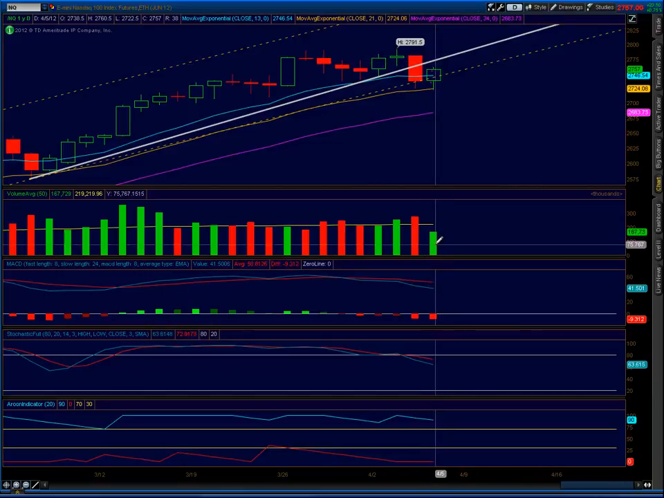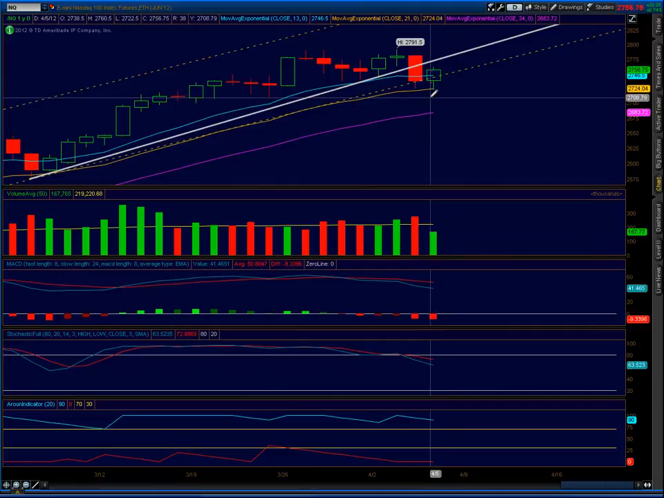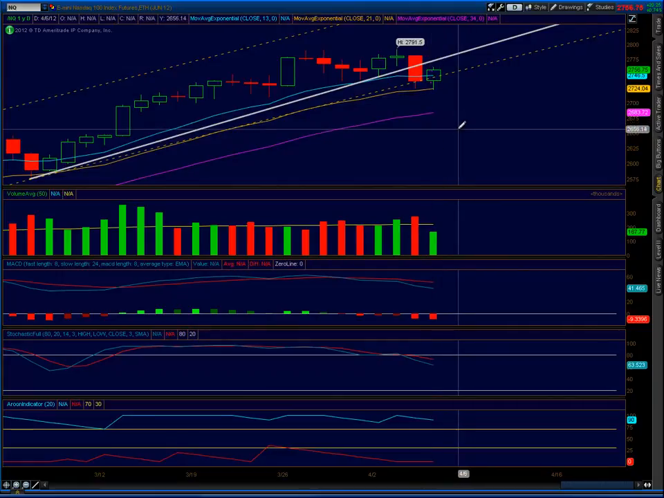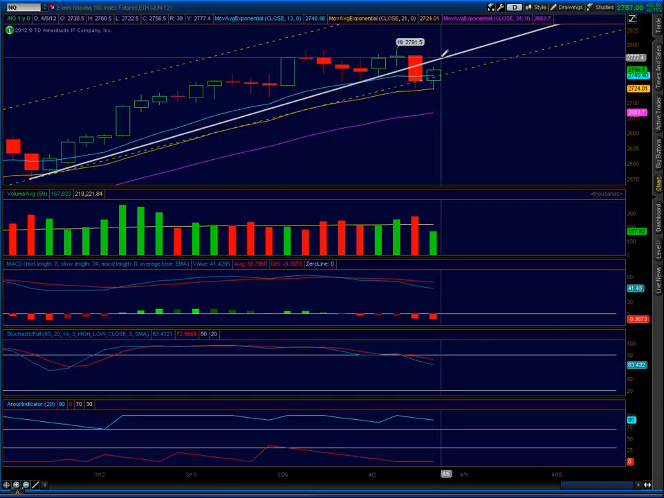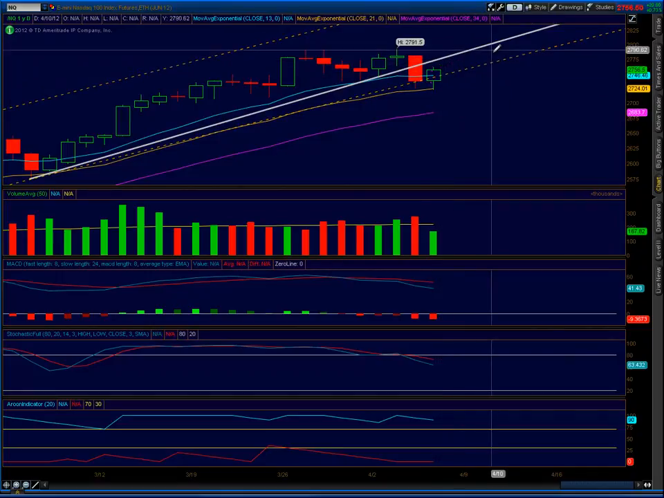Light volume, because we do have a long weekend ahead, and because of what's going to be reported tomorrow about the jobs, traders or speculators are probably going to stay on the sidelines because they don't want to risk their money too much. Nonetheless, we have light volume, and we're looking like we're just doing a little back test.